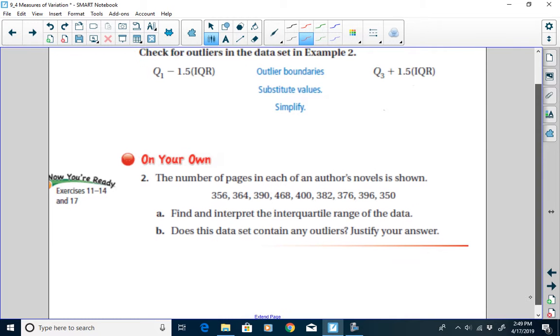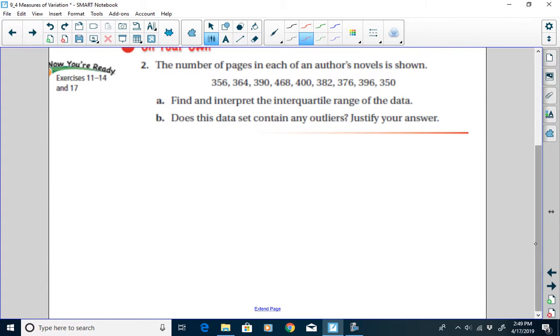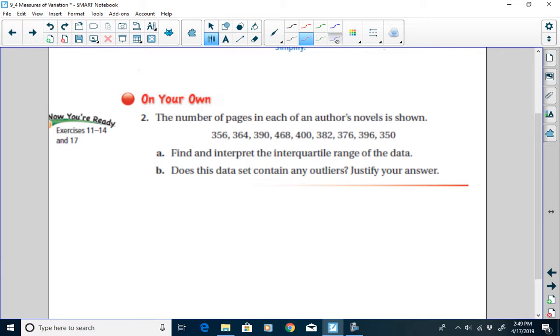Let's see what that process looks like down here with this example. First thing we want to do is arrange our items from least to greatest. So I look to see what looks like the lowest item, and it looks like 350. So I'm going to start with 350. That's my lowest item. Then we have 356. Any other 350s? No. I have 364. Any other 360s? No. Looks like 376 would be next.